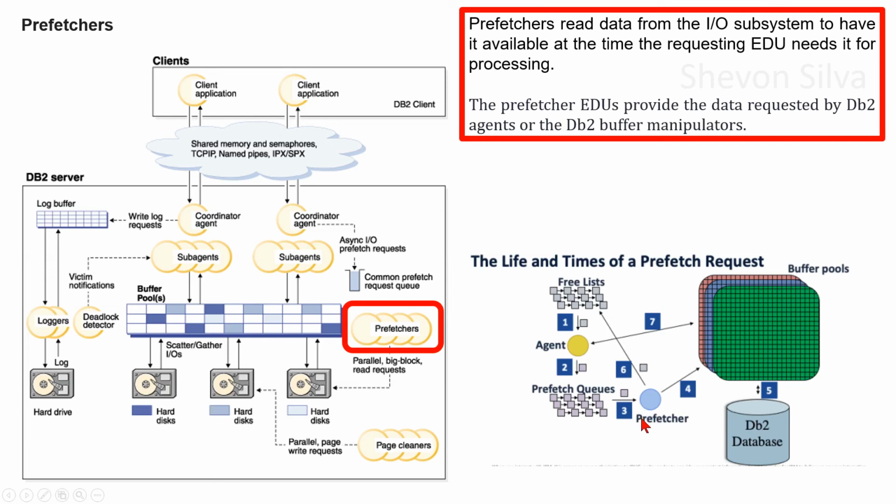The prefetcher retrieves the populated prefetch request from the prefetch queue. The prefetcher drives the logical input output for requested pages. These are the buffer pools, and physical input output takes place for any pages that are not already in the buffer pool here. The prefetcher resets the prefetch request and places it back on the prefetch free list.